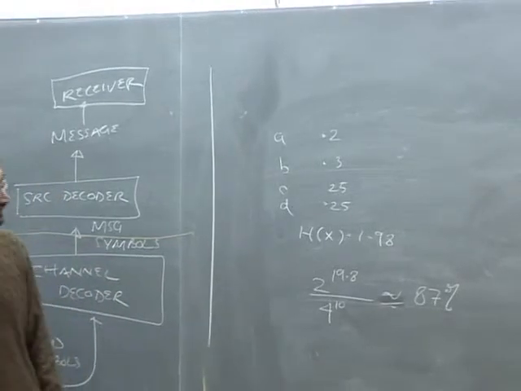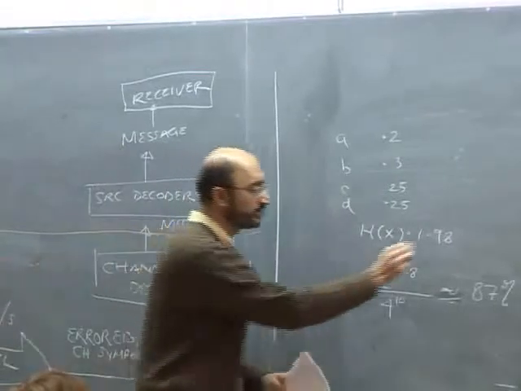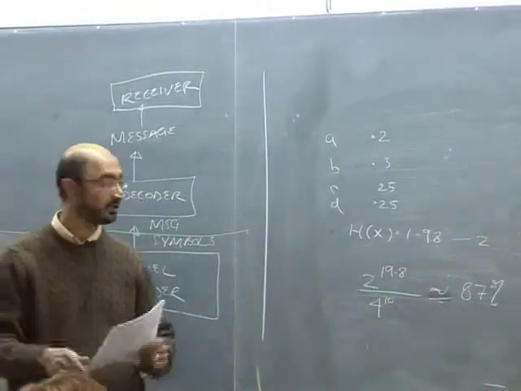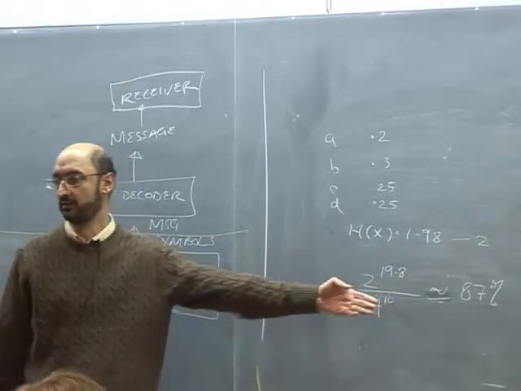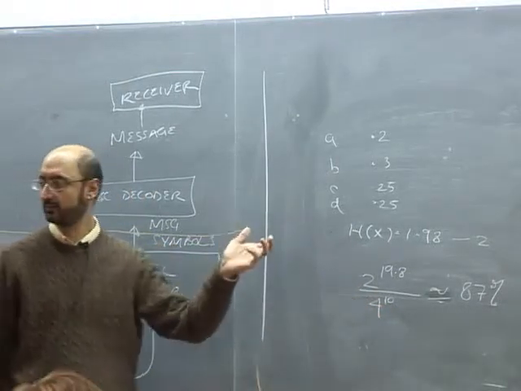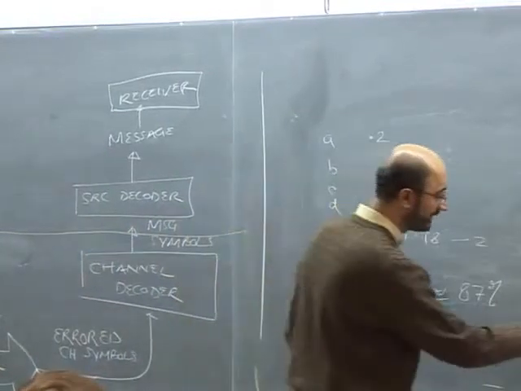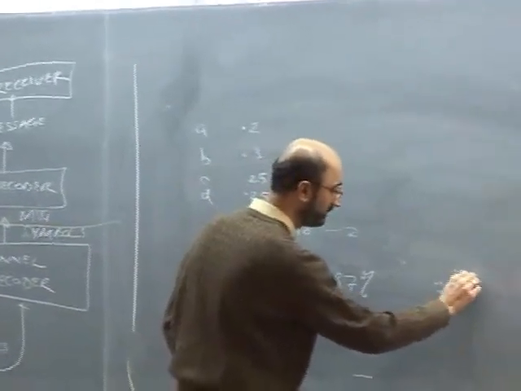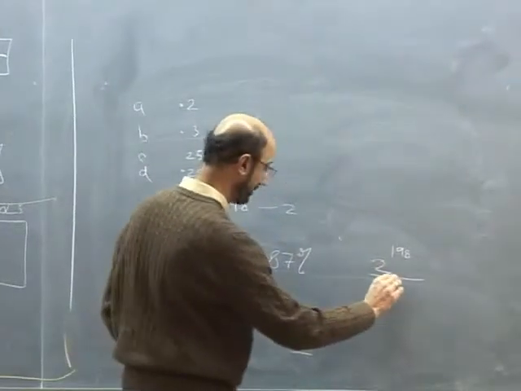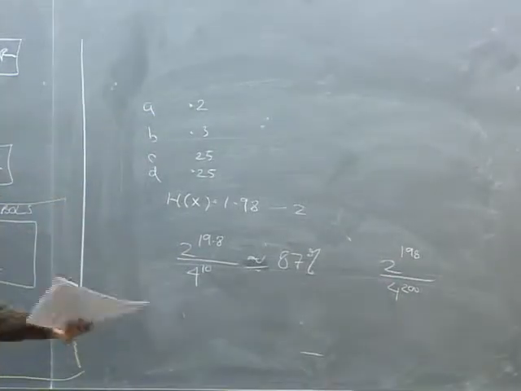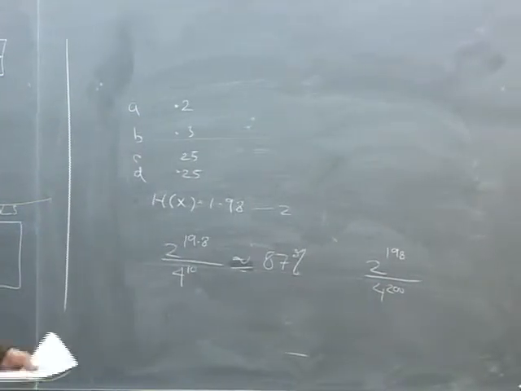Second, what you'll notice is even though the gap between 1.98 and 2 is only 0.02, a very, very small gap, still we get a 13% reduction. That's actually quite impressive. And you can extend this. If you have message length 100, this is 2 to the power 198 over 4 to the power 200. If you do this, you'll see it's smaller than 87%, and so on. So still going to be smaller.